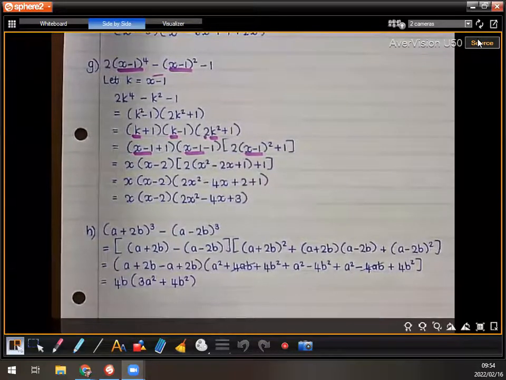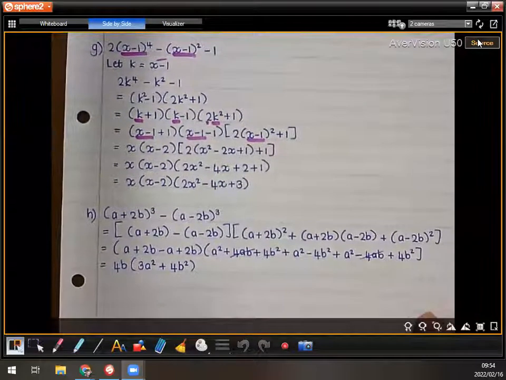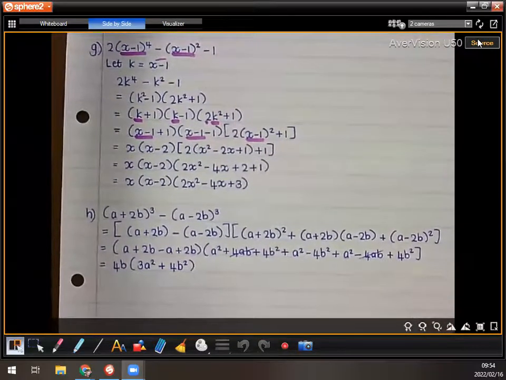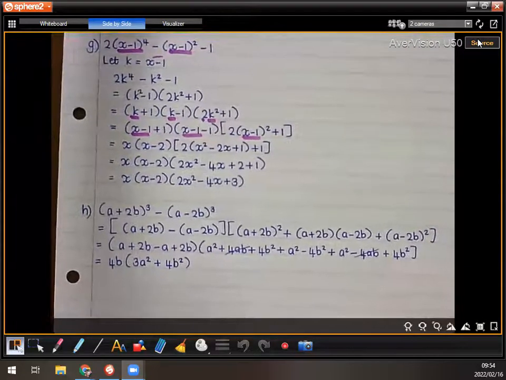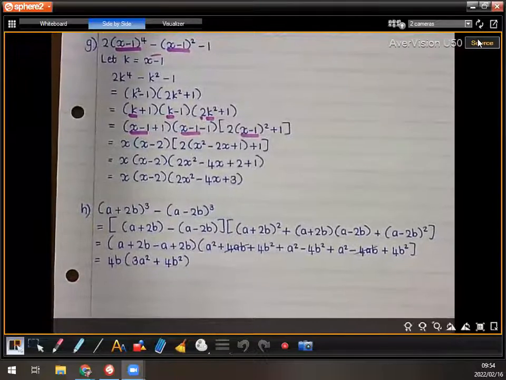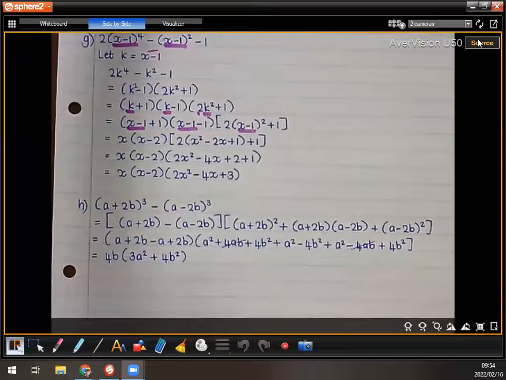Same one, so. Haven't moved very far. And then H was very long, but actually not that bad. And guys, H is something that you could get for core as well. It was a difference of 2 cubes. Now, I suppose if you wanted to, you could replace the a plus 2b and the a minus 2b with two different variables, like an x and a y, and then factorize that and then replace them.